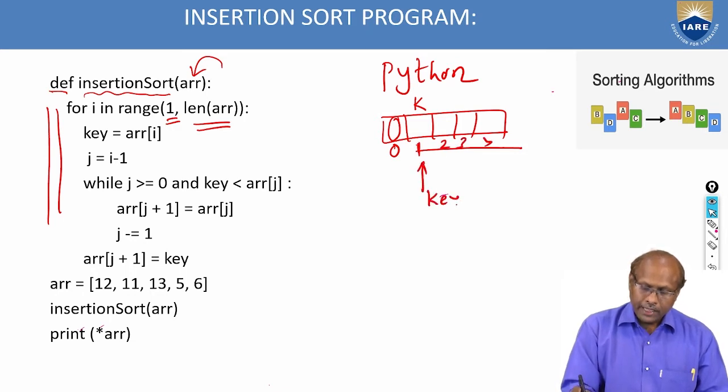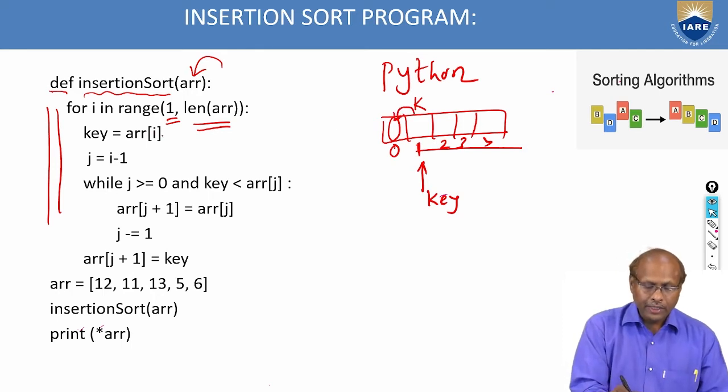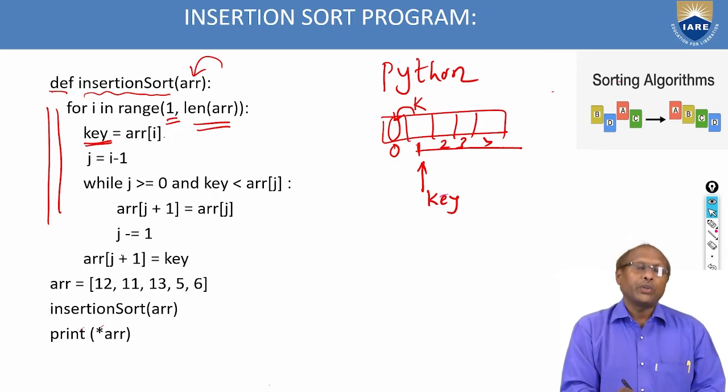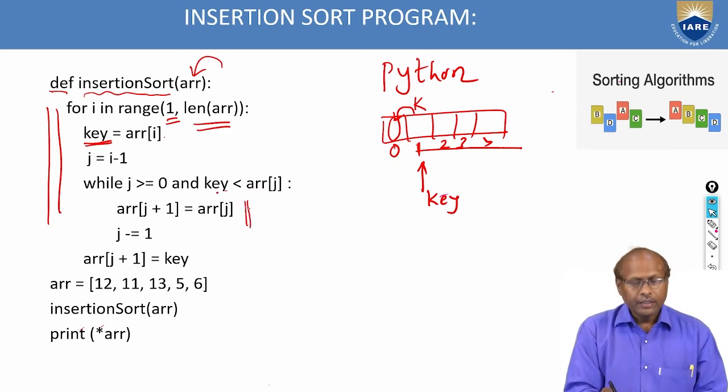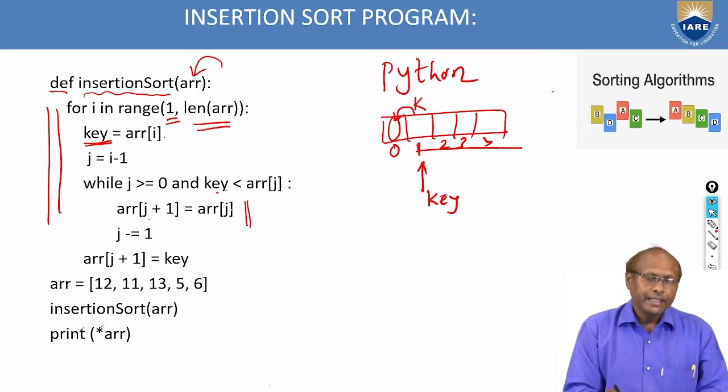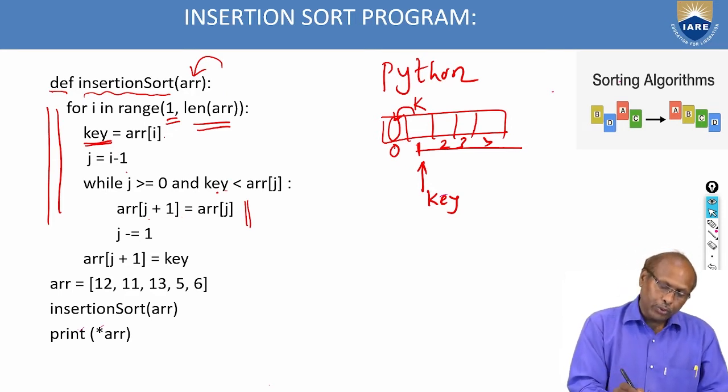Initially my key is here. I will compare this element with this previous element. That's why I kept the ith element in the key. After storing the key, I will compare the key with the previous element. If the key is less, then I will do interchanging. The j plus 1 place will be filled with the element at j. And finally, when it finds the suitable position, the key will be copied.